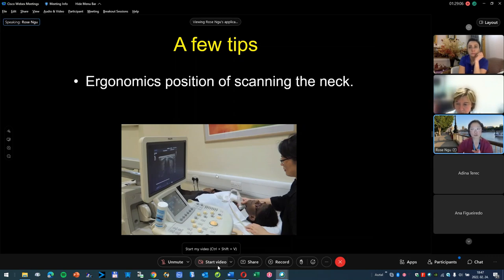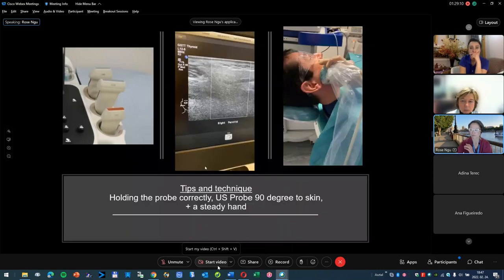It's so important when you do an FNA because you want the screen in front of you, as you can see here. Now, a simple tip as well, as you all know: when you pick up a probe, choose the right probe for the right procedure.